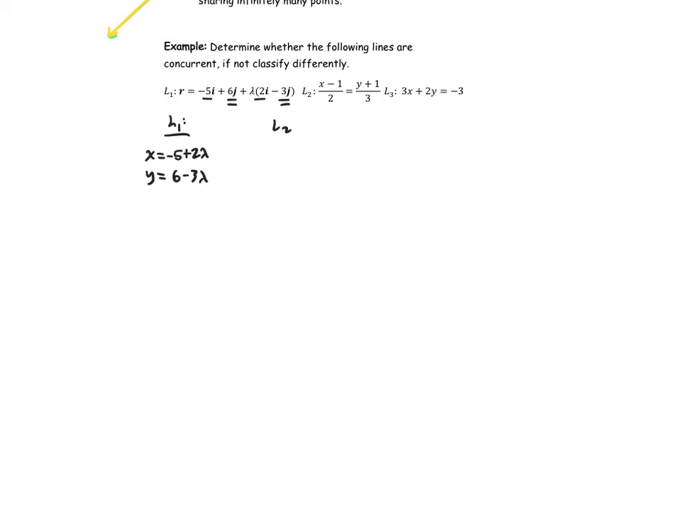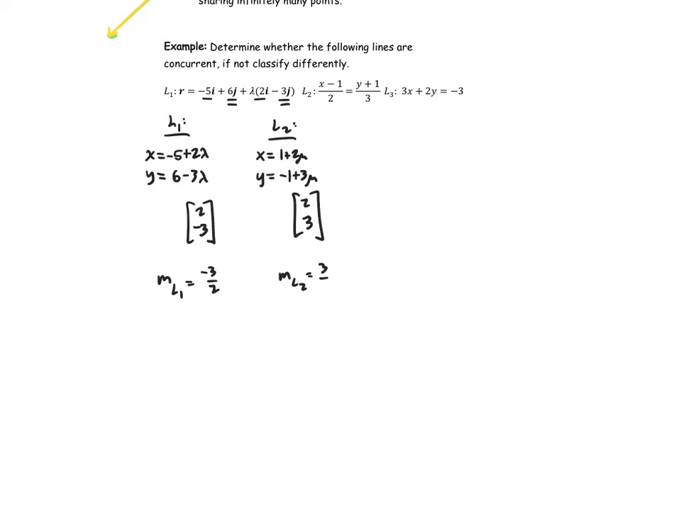You can start to see how this process is done. For L2, I get x equals 1 plus 2 mu. I have to use a different parameter. And y is equal to -1 plus 3 mu. I can already tell, here's the direction vector of the first, it's (2, -3). Here's the direction vector of the second, it's (2, 3). That means the slope of L1 is equal to -3/2, and the slope of L2 is equal to 3/2.